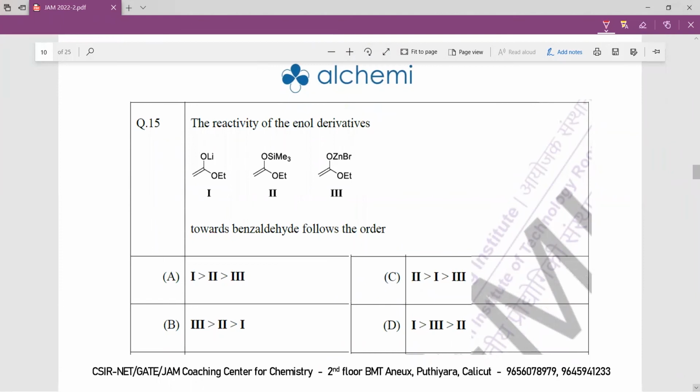Question number 15. It's a direct question. The reactivity order of phenol derivatives. We know OSiMe3 is a group which is used for the protection of the phenolate ion. So after protection, the reactivity will be very less. This is highly reactive compared to all other options. So first will be the most reactive, then comes 3, then comes 2. Option D should be the answer.